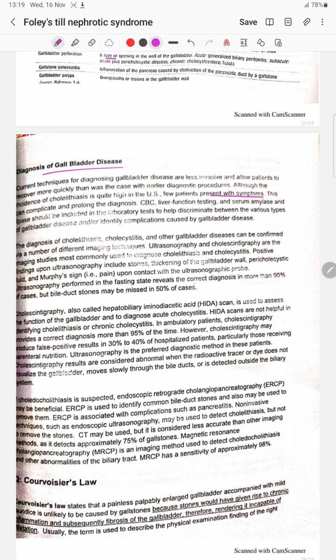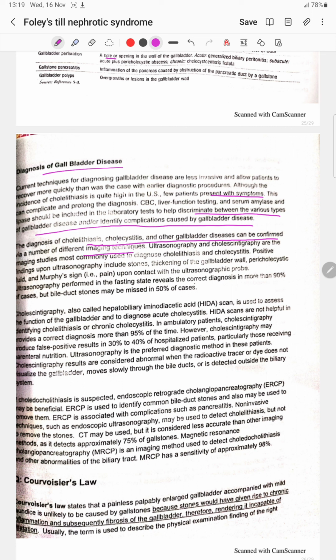CBC, liver function tests, and serum amylase and lipase should be included in the laboratory tests to help discriminate between the various types of gallstone disease and identify the complications caused by gallstone disease. The diagnosis of cholelithiasis, cholecystitis, and other gallstone diseases can be confirmed by a number of different imaging techniques.